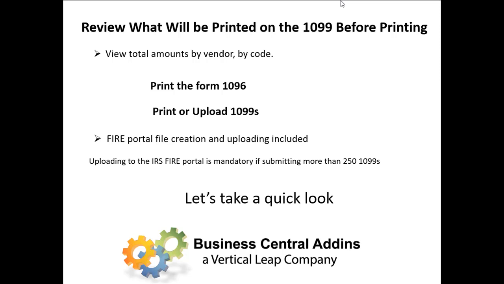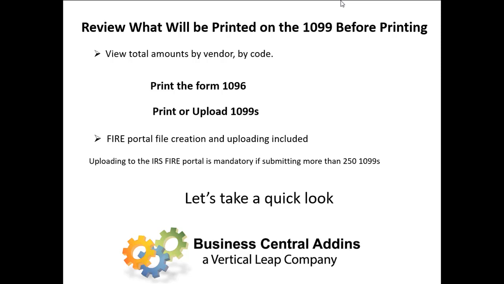If you're going to print the 1099s and mail them to the IRS, which is allowed if you are submitting fewer than 250, then it's required that you print a summary sheet called a 1096. Business Central does not provide you the 1096 form. How can you print a cover sheet when you're submitting your 1099s if the report isn't even there? We provide the 1096 and all 3 1099 documents: the 1099 INT, MISC, and DIV.